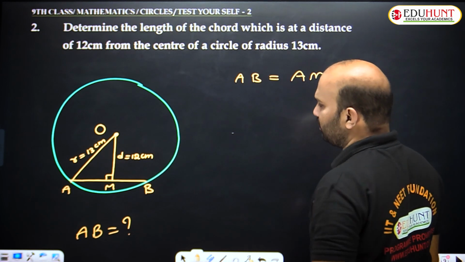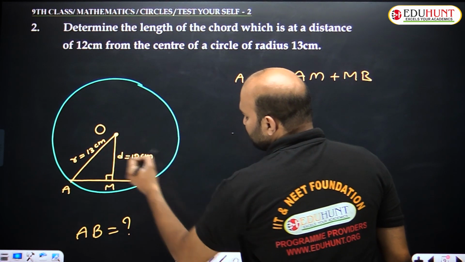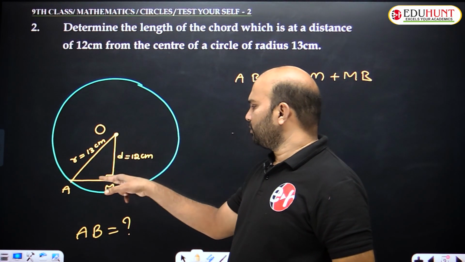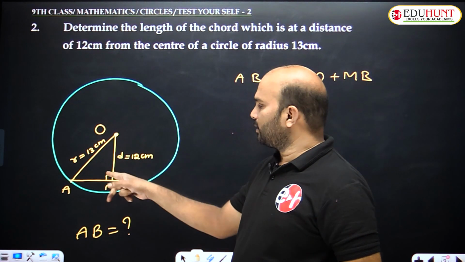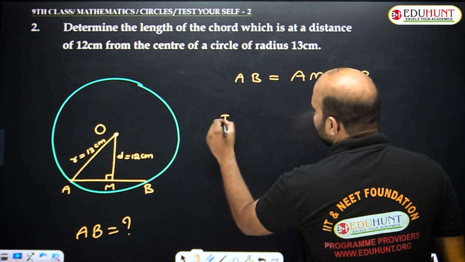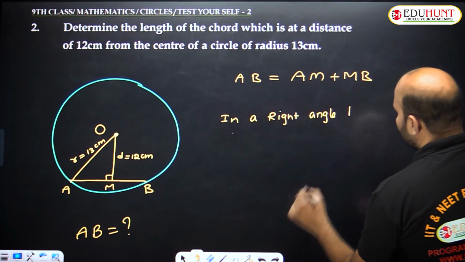Clearly we need to understand. This is a perpendicular line. That means in triangle AMO, angle at M equals 90 degrees. That means it is a right angle triangle.